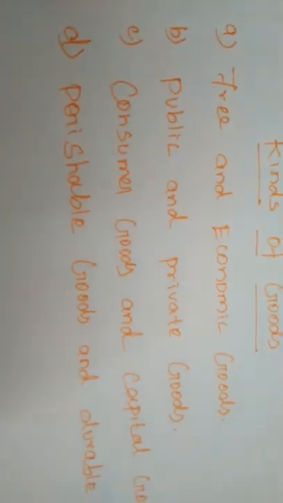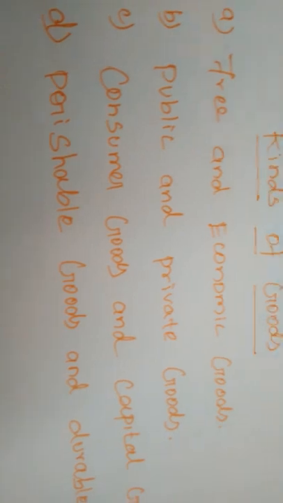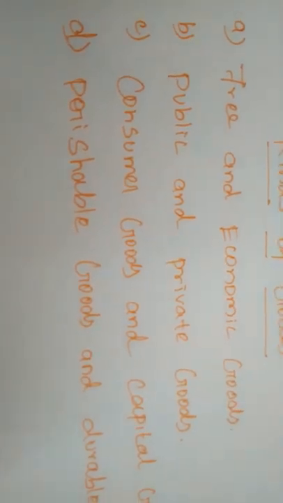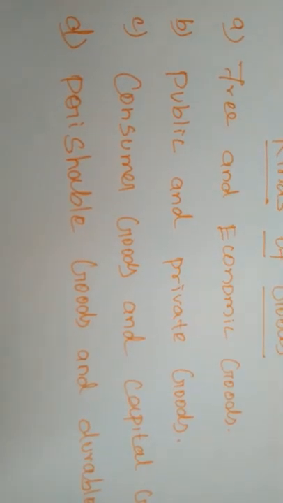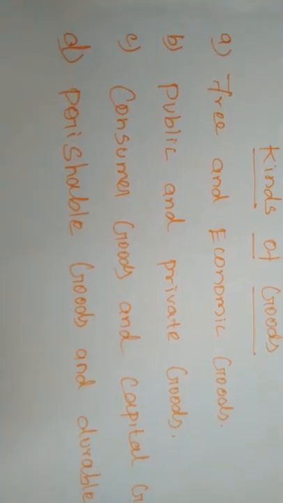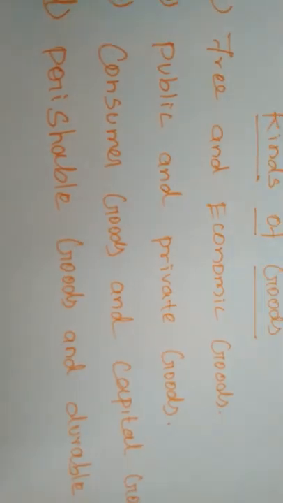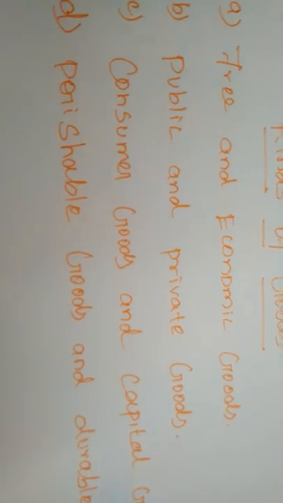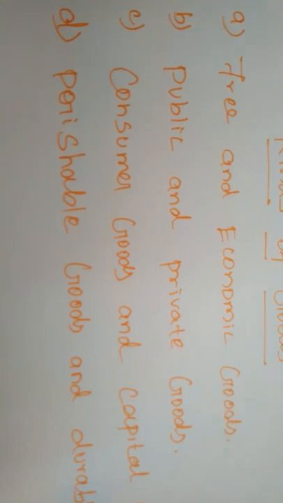Next, public and private goods. You can easily understand when you read the heading itself. Public goods are the goods provided by the government to the public without any differentiation. Private goods are the goods owned and held by individual people. Some differences are there.